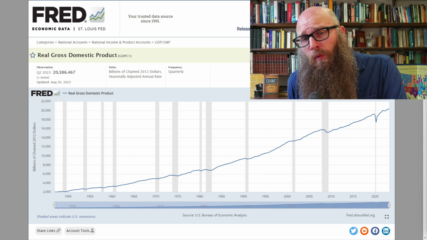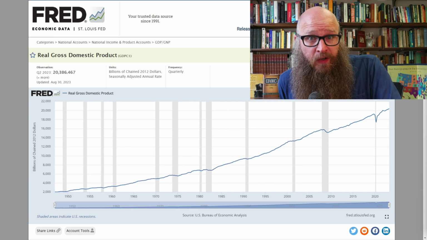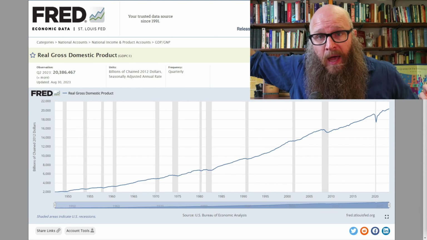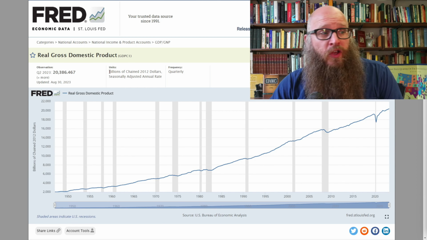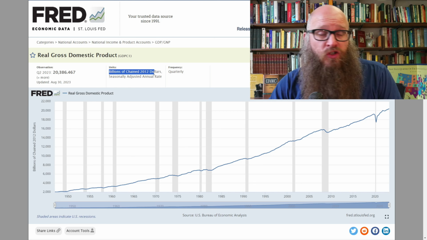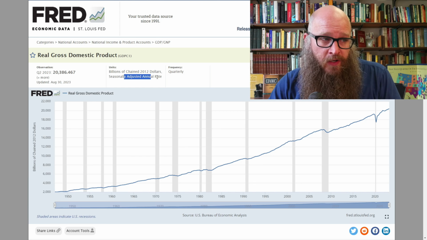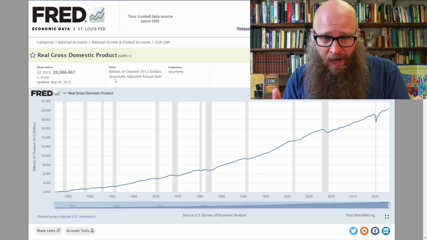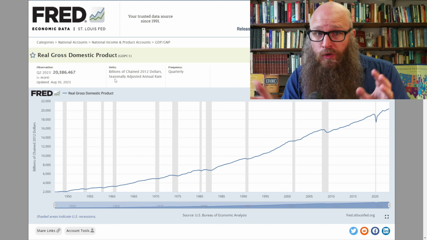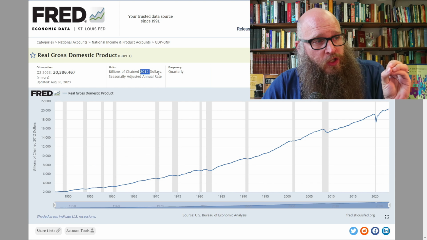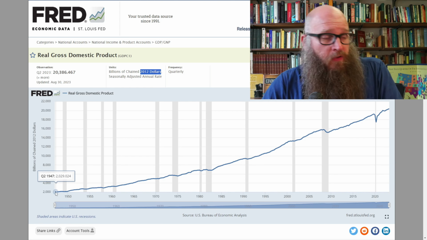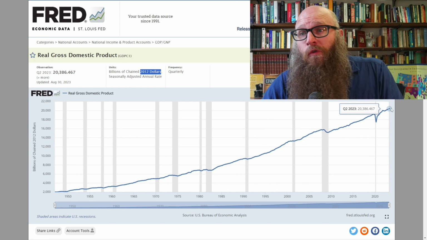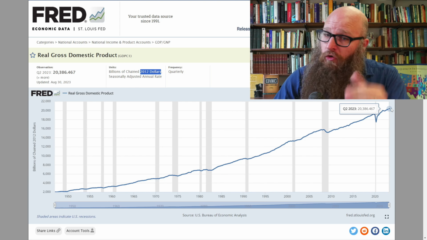Let's look at some real world data. This is real gross domestic product going back to 1947. We can see a long run pattern of growth for the United States economy. The units here are billions of chained 2012 dollars, seasonally adjusted annual rate. We seasonally adjust things so that the effects of summer vacation or Christmas spending don't show up in the data, and it's adjusted for inflation using the dollars from 2012. So in 1947, the economy was around $2 trillion, and today it's over $20 trillion, again using those 2012 units.